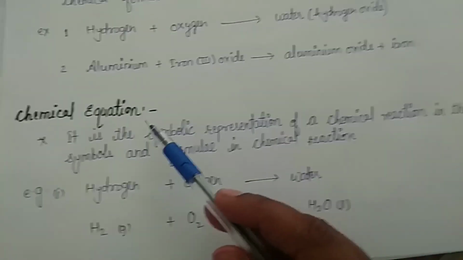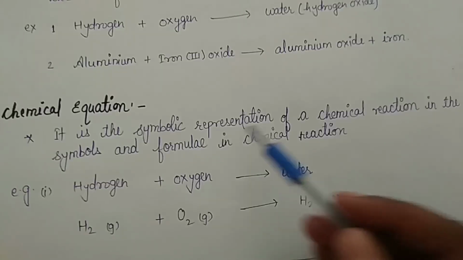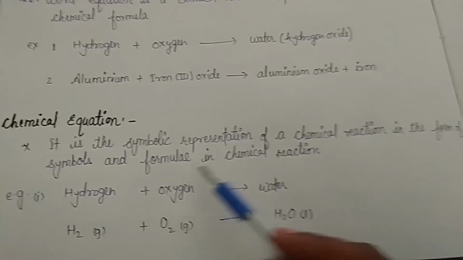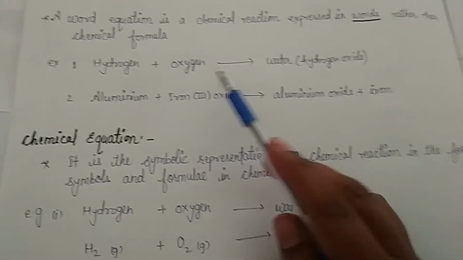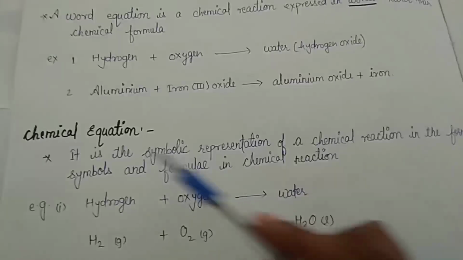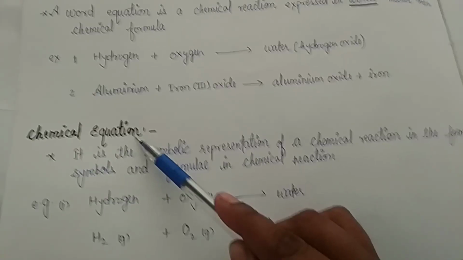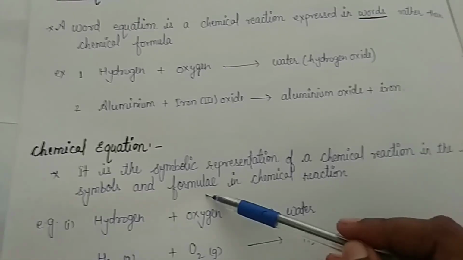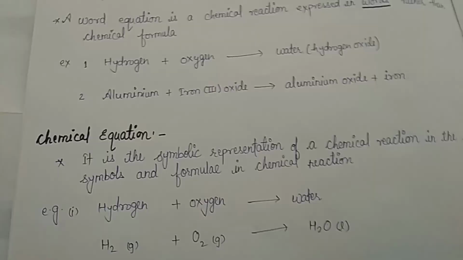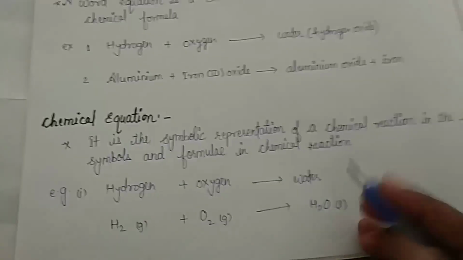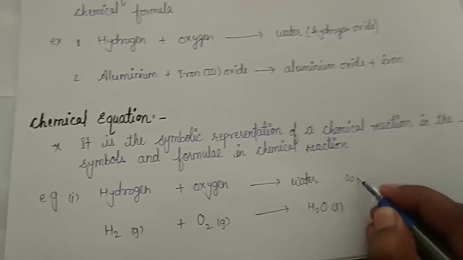Now, chemical equation, children, is the symbolic representation of a chemical reaction in the form of symbols and formulae. It means when a word equation is expressed in symbols and formulae, it is a chemical equation. Clear, children? Once again I repeat, when a word equation is expressed in symbols and formulae, a chemical equation is given. For example, we can take the same example: hydrogen plus oxygen. This is a word equation.